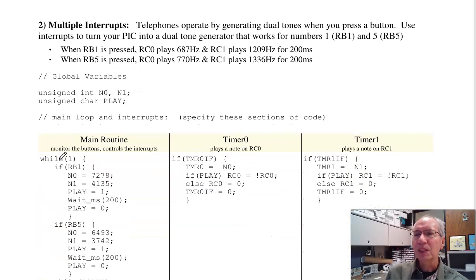Problem 2. This looks at multiple interrupts. Can I do a dual tone when I hit a push button? So when I hit RB1, I'll play 687 and 1209 Hertz for 200 milliseconds. When I hit RB5, I play 770 and 1336 Hertz for 200 milliseconds.